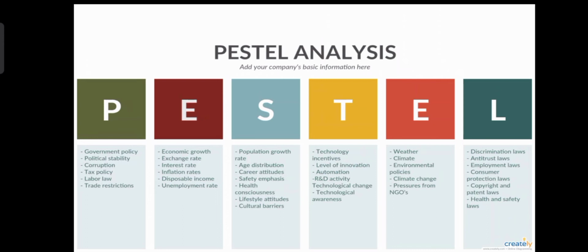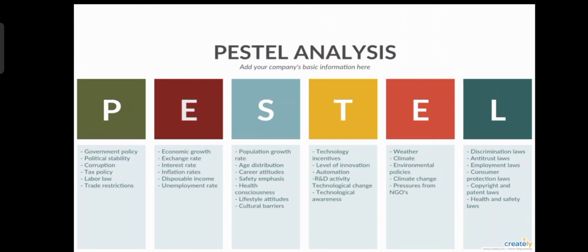So, on social, we have the population growth rate and the age distribution. From this, we have the career attitudes and the preferences of the customers. We need to know their attitudes, safety emphasis, health consciousness, lifestyle attitudes, and cultural barriers. Next is technological. Of course, technology really affects the business environment.